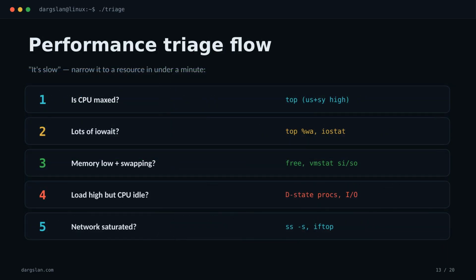With that toolkit in hand, here's the flow I run through whenever someone says the server's slow. Start at the top. Is CPU maxed out? User plus system time pegged? If not, check iotop. High %wa means you're waiting on disk, so iostat next. Still nothing? Look at memory and watch for si/so in vmstat. That's swap thrashing. If load average is high but CPU is idle, you've got processes stuck in D state on I/O. And finally, check the network with ss or iftop. Five questions under a minute, and you've narrowed it to a resource.